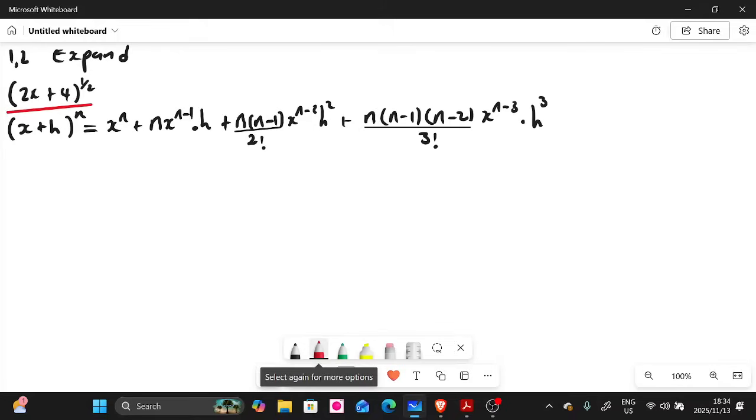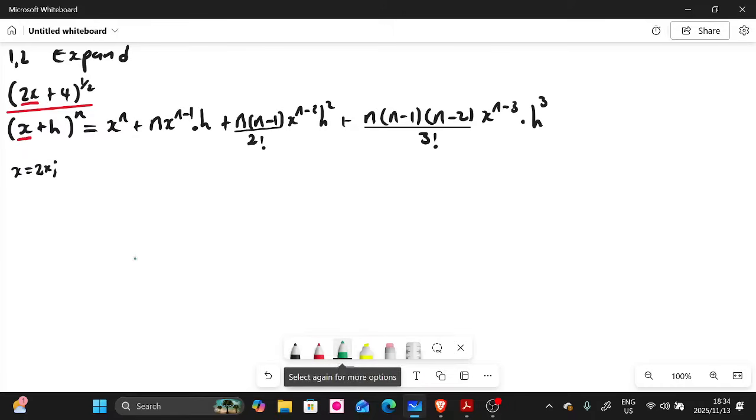Okay, there's our question there. Now you must be able to see what is x, what is h, what is n there. So I'm going to highlight them with colors again. X, I'm going to highlight with red. As you can see, our x there is actually 2x. So you can write it on the side and say x is equal to 2x.